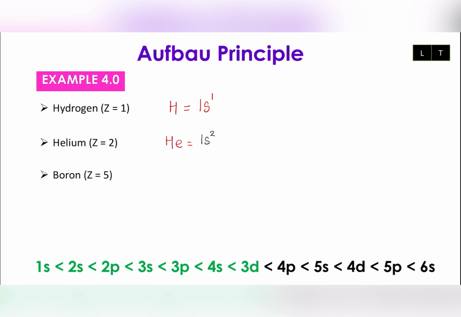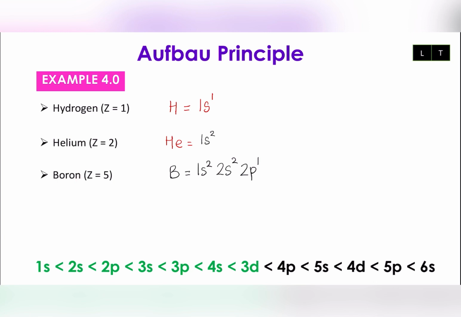Next, we have boron with proton number 5. So we are going to write down based on energy level in increasing order. The symbol is capital B, and I have 1s2. So 2 electrons are already used up here, and I have 3 more left. Next, we have 2s, so I'm going to write down 2s2. Then 4 electrons are already used up, and we have 1 more left. It will fill in the next orbital, 2p1. So 2 plus 2 plus 1, 5 electrons.